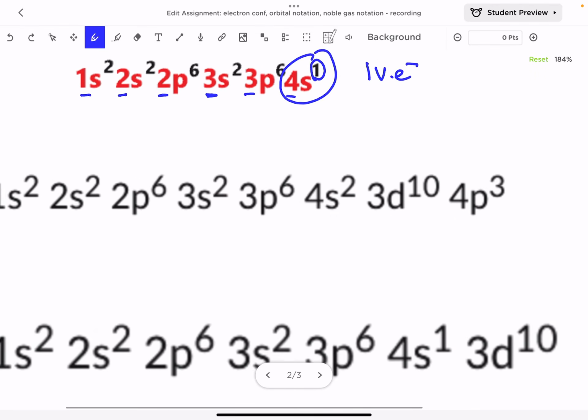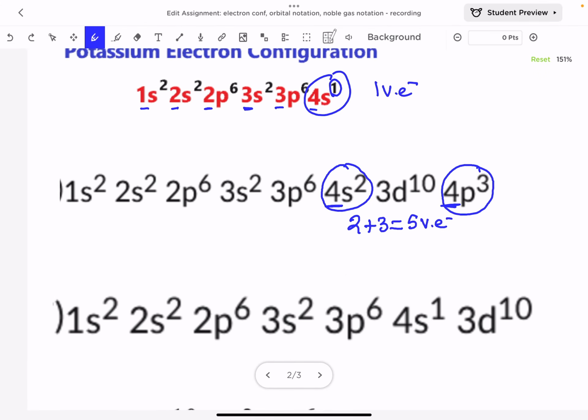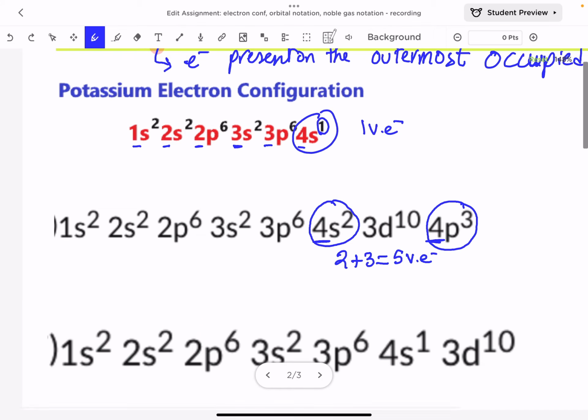Let's take another example. The highest level filled is 4, but we have 4s2 and 4p3. So we have 2 electrons in the s and 3 electrons in the p. So that makes it 2 plus 3, 5 valence electrons for this specific electron configuration.